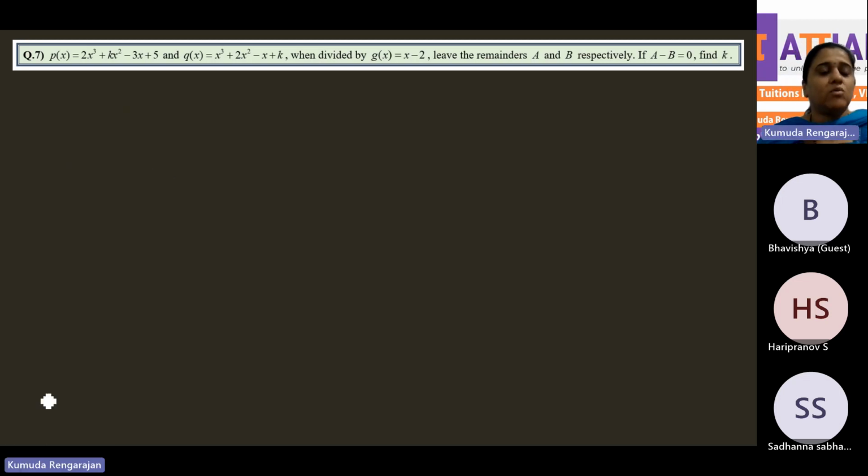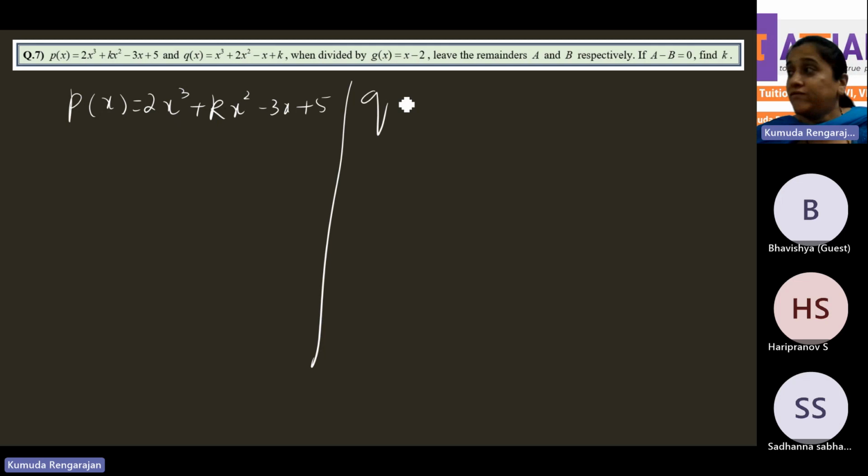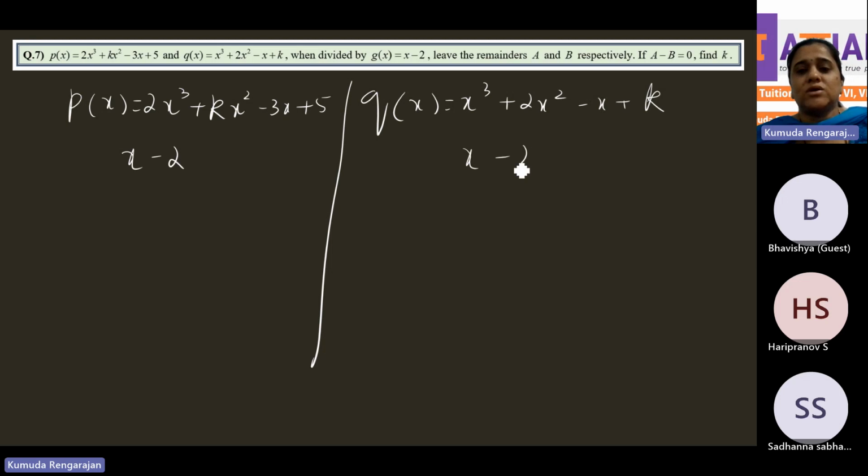Okay, fine. One minute. What are the two situations? P of x is equal to 2x cubed plus kx squared minus 3x plus 5. And the other one is q of x is equal to x cubed plus 2x squared minus x plus k. Both of them are divided by x minus 2. The remainder here is A, the remainder here is B.